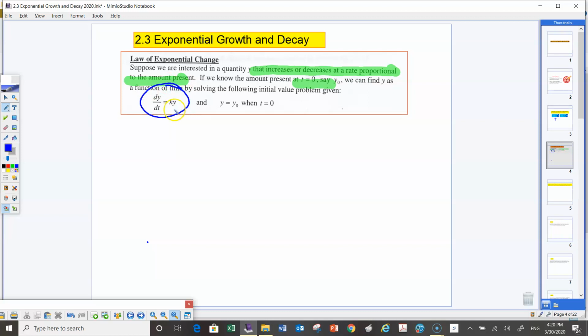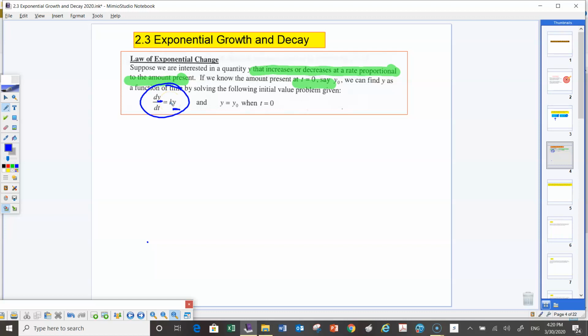Anytime the variable on the right side of the equation is being multiplied by a constant, and that variable is the same as the variable in the top of our derivative, we know that this is the differential form of an exponential growth or decay question.